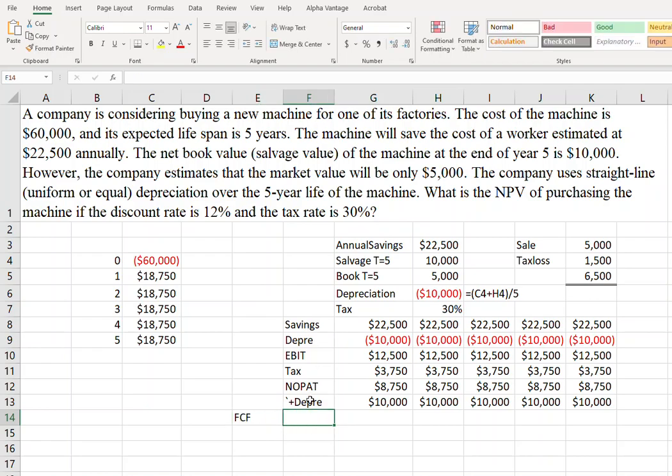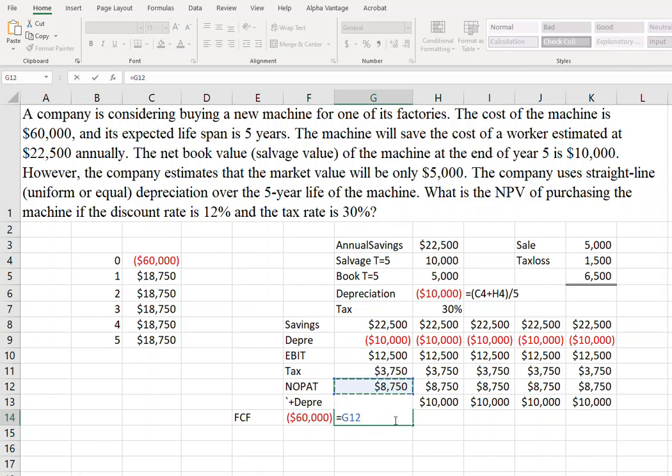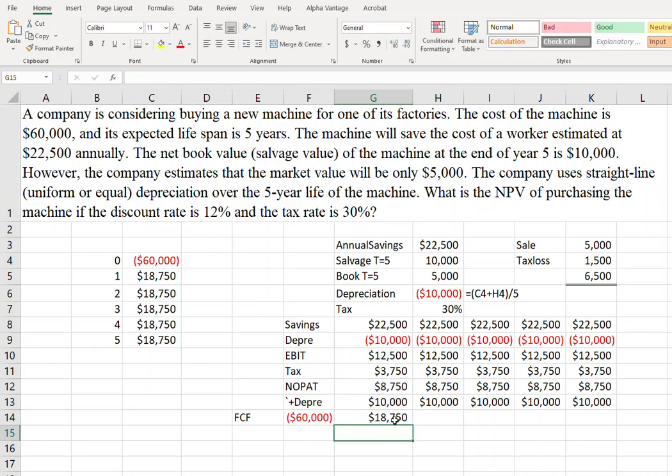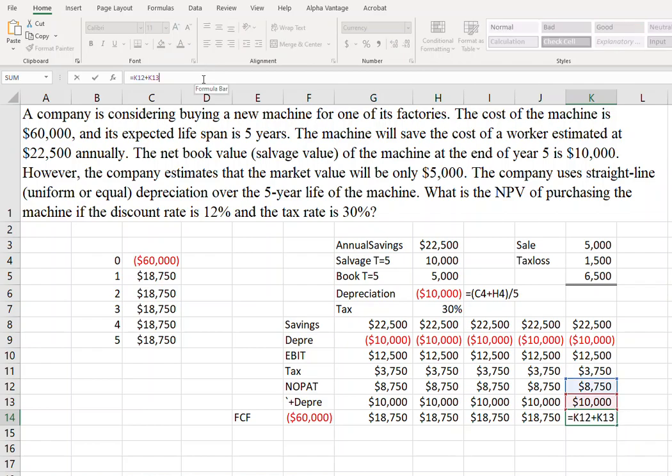We don't like this because technically we don't have a times 0 here. So this would be equal to 60,000 at times 0. And then we would have our cash flow per period. But what we also need to account for is at the end of year 5, we're going to sell our equipment for $5,000, and we also get a tax loss or a tax reduction of $1,500. So we need to add that into year 5.